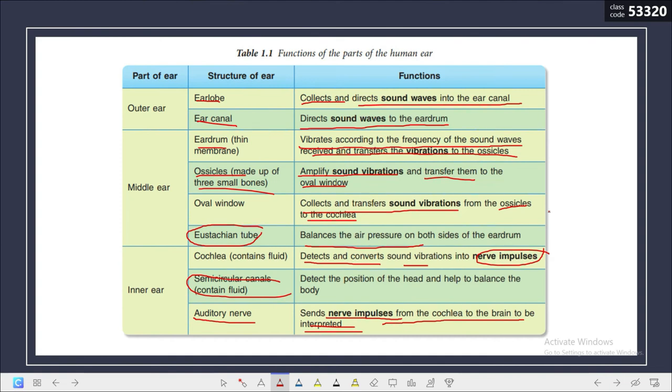And then the next one is the semicircular canals. This one detects the position of the head and helps to balance the body. They contain fluid, so that's why they help you to balance when you walk. So this is the function of the semicircular canals.